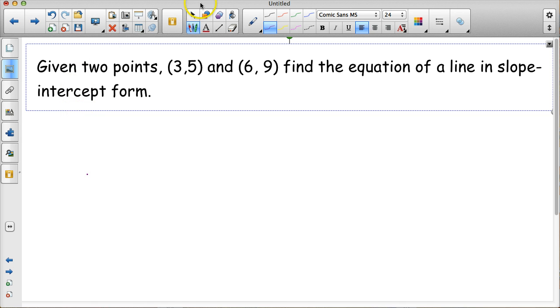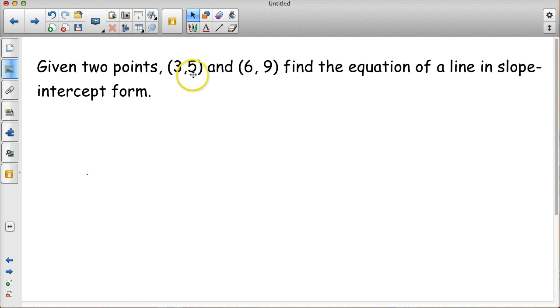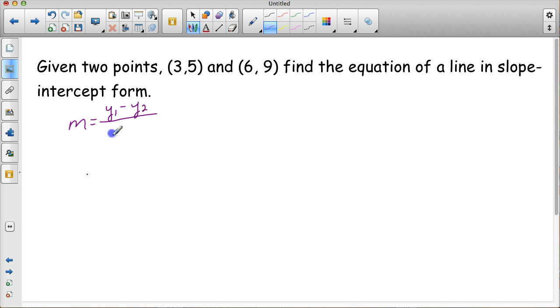If I'm given 2 points, (3, 5) and (6, 9), and I want to find the equation of the line in slope-intercept form, the first thing I need to do is find the slope. Remember that the slope, m, is the change in y, which means taking one y value and subtracting the other y value, over the change in x, or taking one x value and subtracting the other x value.